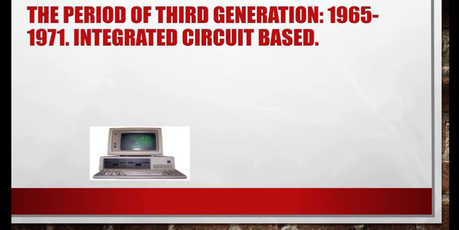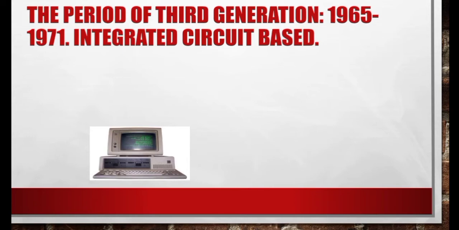As you can see on my screen, the computers were a bit large, but you notice that they were attached: the keyboard, the CPU, that is the central processing unit, and the monitor. You notice that they were a bit smaller in size, but it's not like today. So it was between 1965 and 1971.